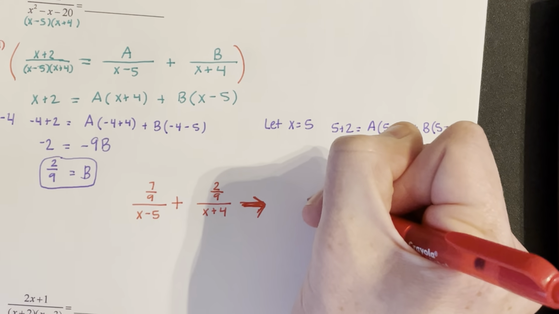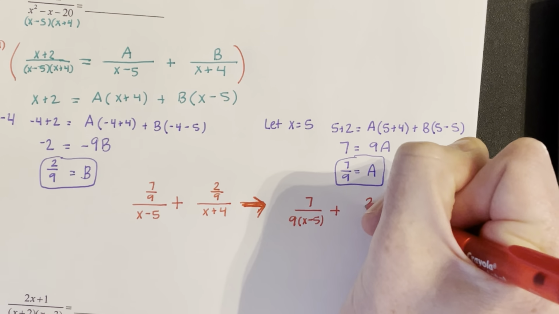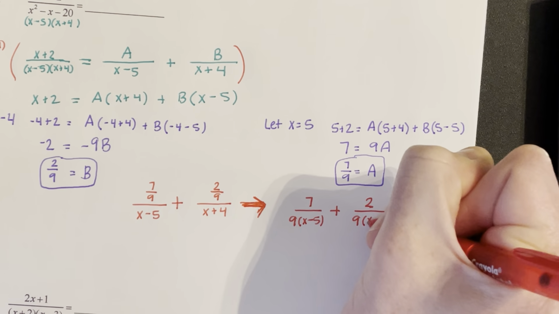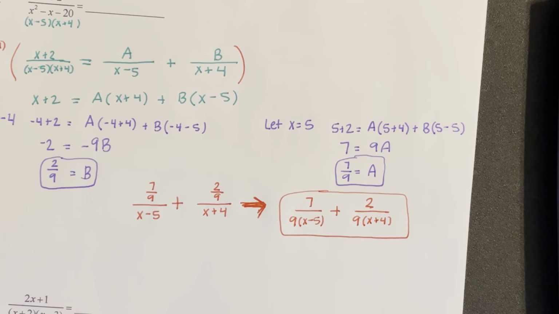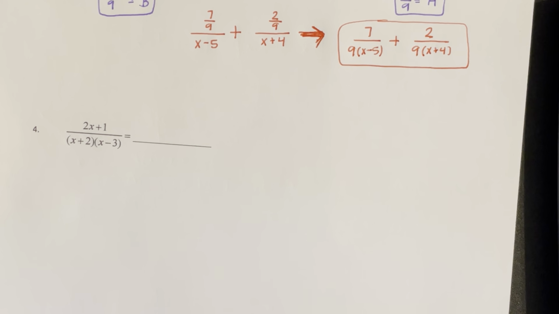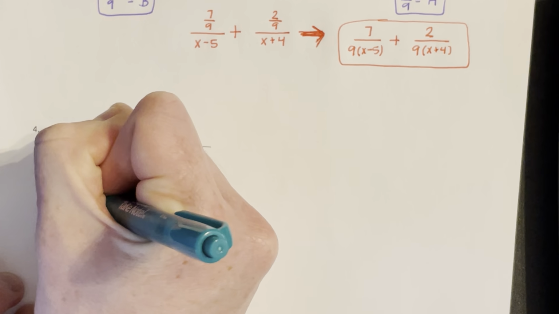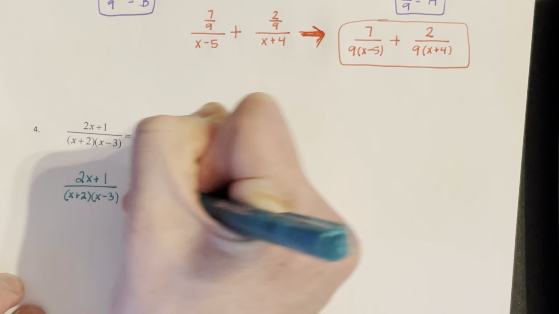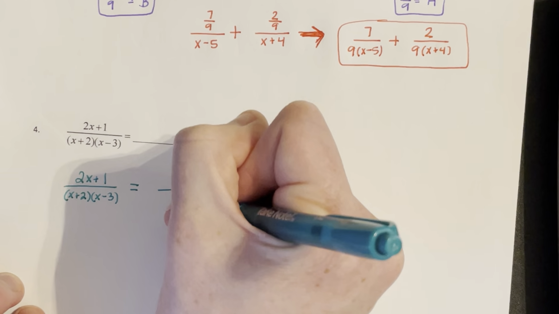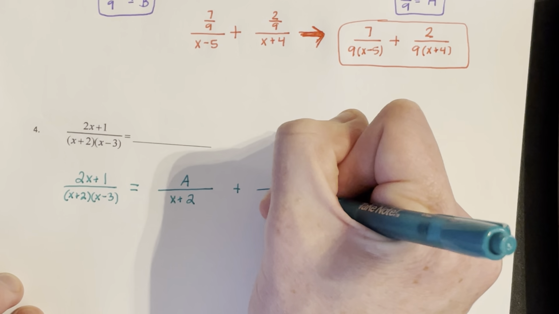All right, so in our case, this would say 7 over 9 times x minus 5 plus 2 over 9 times x plus 4. And the last one, it's already factored for us, so that makes it a little bit easier to set up. I've got 2x plus 1 over x plus 2 times x minus 3 equals a over x plus 2 plus b over x minus 3.